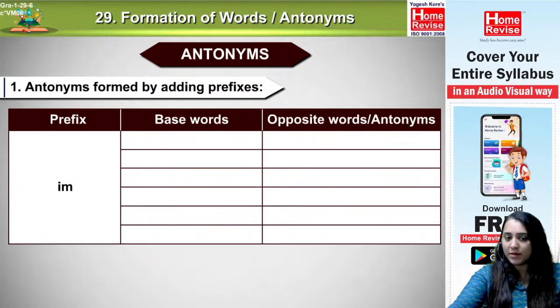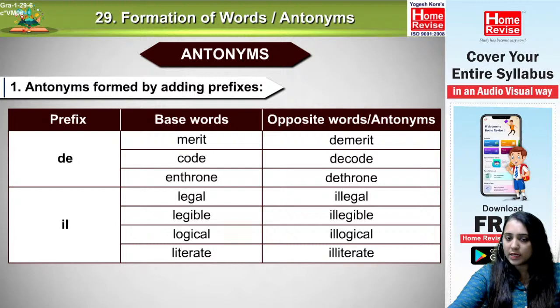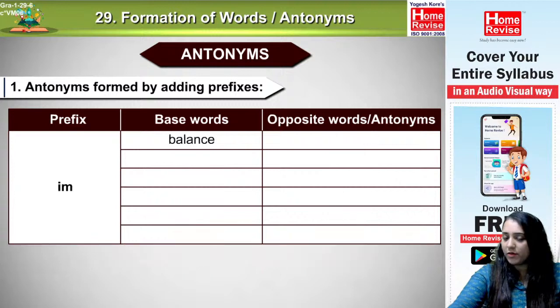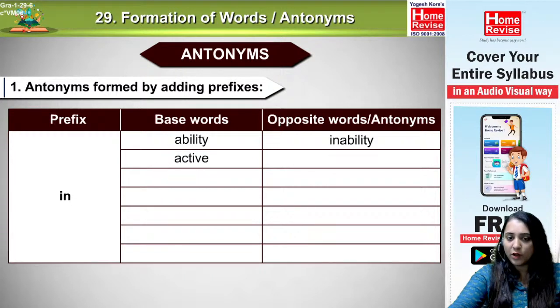Now the prefixes de and il, let's see what the words are. Merit, demerit. Code, decode. Throne, dethrone. Legal, illegal. Logical, illogical. Literate, illiterate. Very good. Now moving on to the next one.